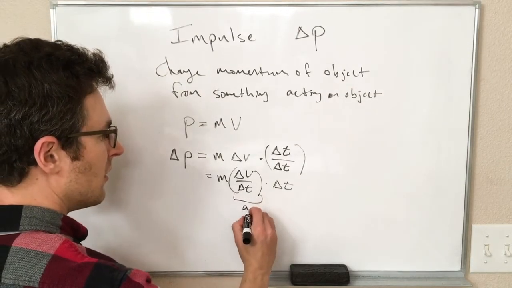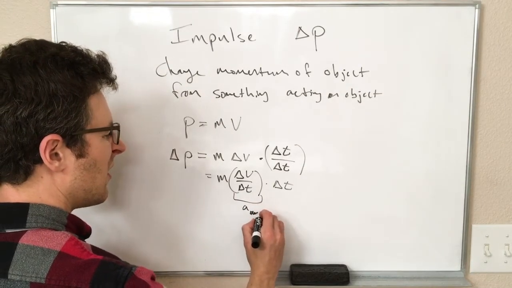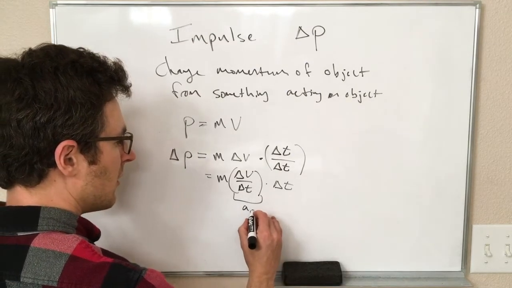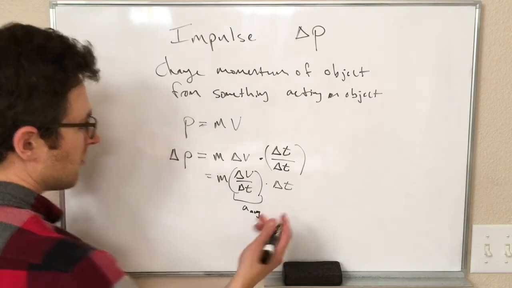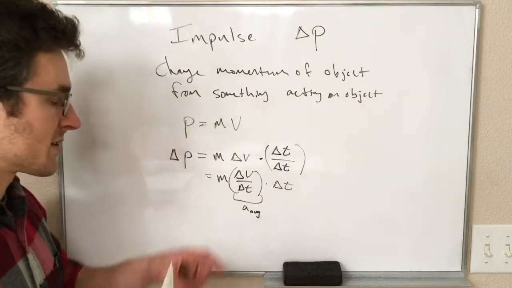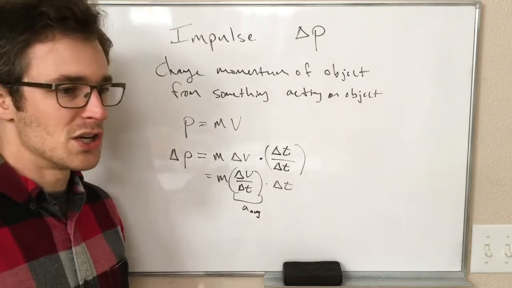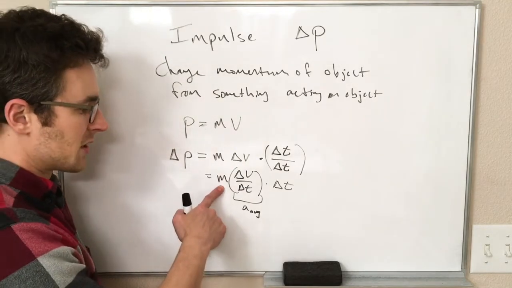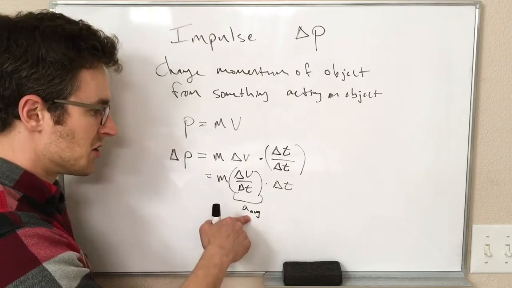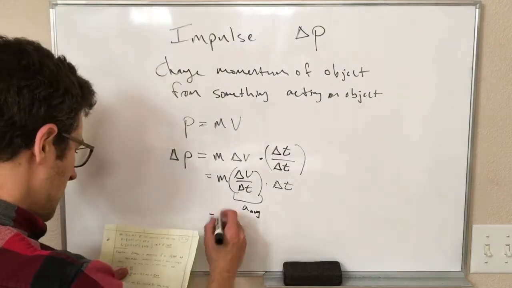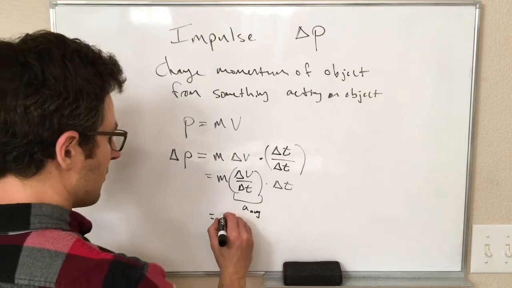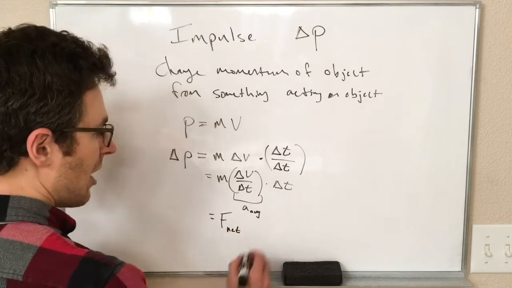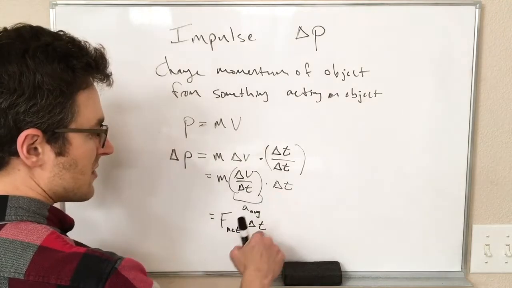This is our average acceleration, right? Delta v over delta t is our average acceleration. If our acceleration is constant, this is our acceleration. But even if our acceleration could be changing, this is still our average acceleration. So the mass of our object times the average acceleration, that is equal to the net force, or if we're being really careful, the average net force on the object. And we still have this delta t here.